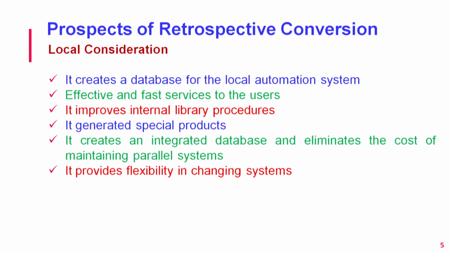Another advantage is that it gives flexibility in changing the system. Whenever you plan to change any of the methods, say for example you were using a circulation system without barcoding and now you are planning to have barcoding or RFID, your data is already available. So you can use that particular data so that this work can be done properly.